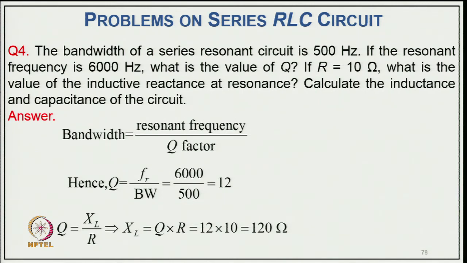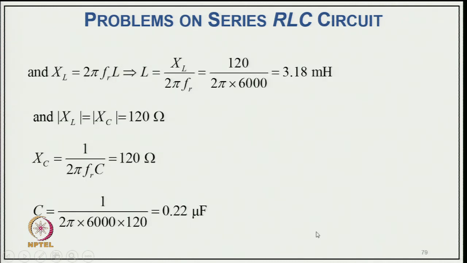So, bandwidth equal to resonant frequency divided by quality factor, hence Q equal to frequency upon bandwidth, and that is given as 6000 by 500. So, the quality factor is 12, and quality factor is X_L upon R. So, X_L will be Q into R, that is 12 into 10 equal to 120 ohm, and X_L will be 2 pi f_R L. So, L is equal to X_L upon 2 pi f_R, and that is 120 upon 2 pi into 6000, that is 3.18 millihenry, and X_L equal to X_C, that is 120 ohm. So, X_C equal to 1 upon 2 pi f_R C. So, that is 120 ohm, C equal to 1 upon 2 pi into 6000 into 120, that is 0.22 microfarad.